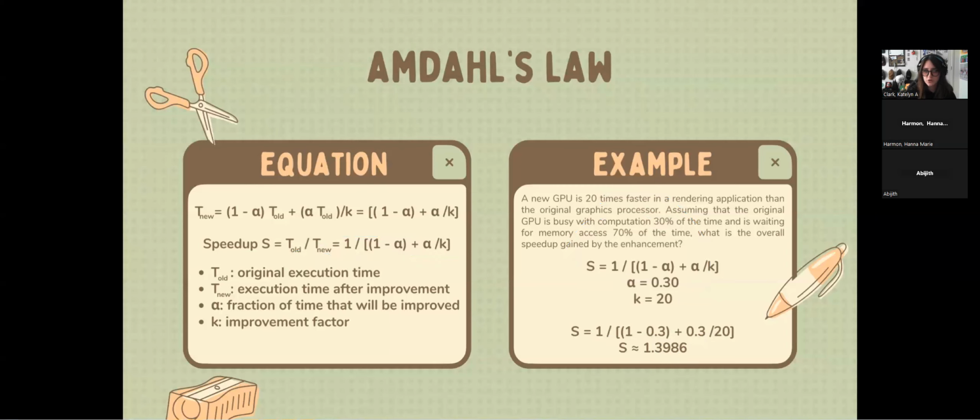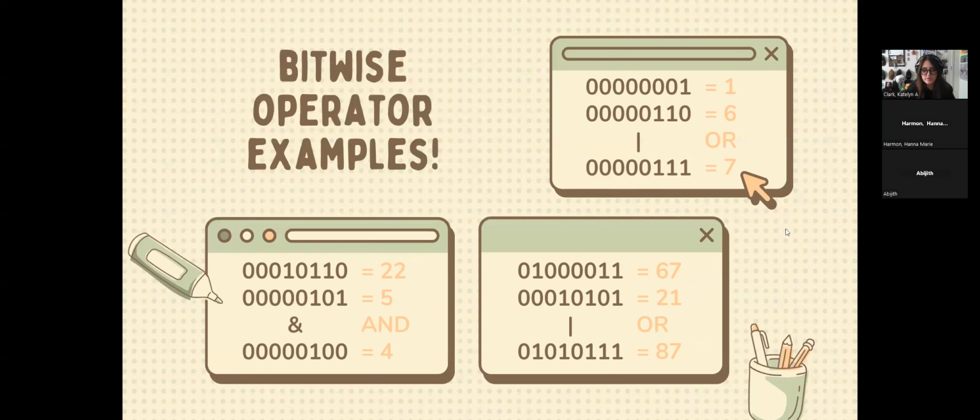Next, we're gonna talk about bitwise operators. These are gonna be more helpful for the lab, especially lab 1, and just understanding in general in the future. So we'll do this one first because this one's pretty easy. This is a bitwise OR operator.